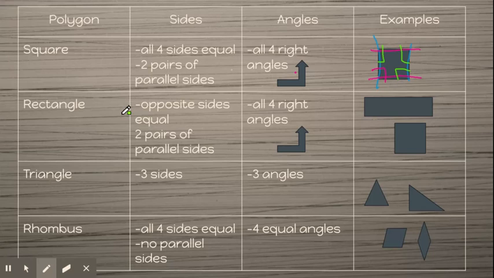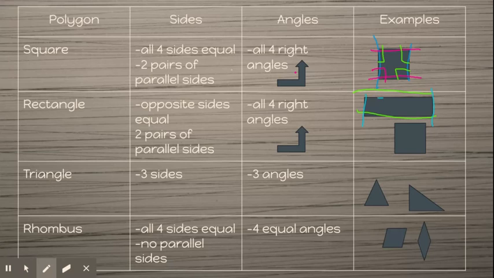A rectangle has opposite sides that are equal and 2 pairs of parallel sides. So this side and this side are equal, the top and the bottom, and the left and the right side are equal length, and they are also parallel. So we have 2 pairs of parallels. Rectangles also have 4 right angles.